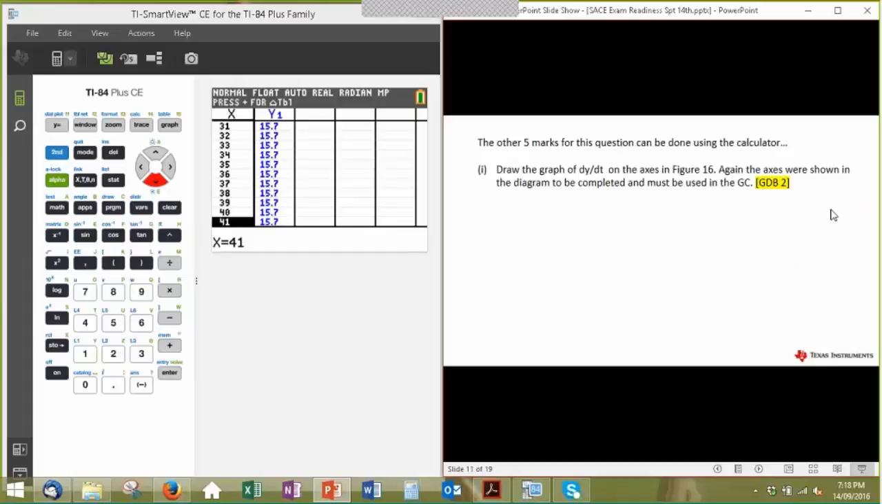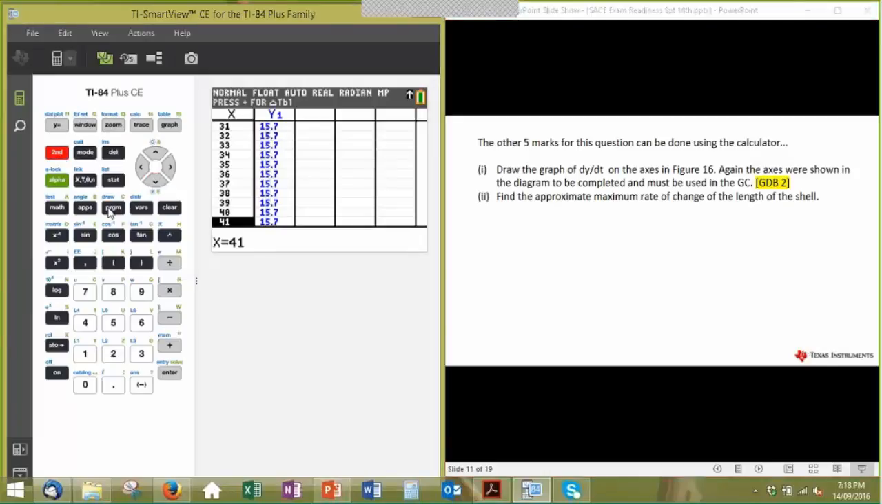The other 5 marks for this question can be done using the calculator, and it was to draw the graph of dy by dt on the axis in figure 16. Now, let me just go to my second graphical database.